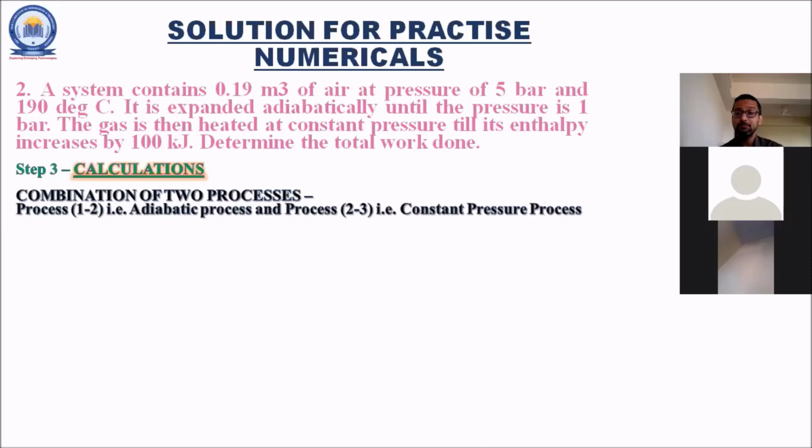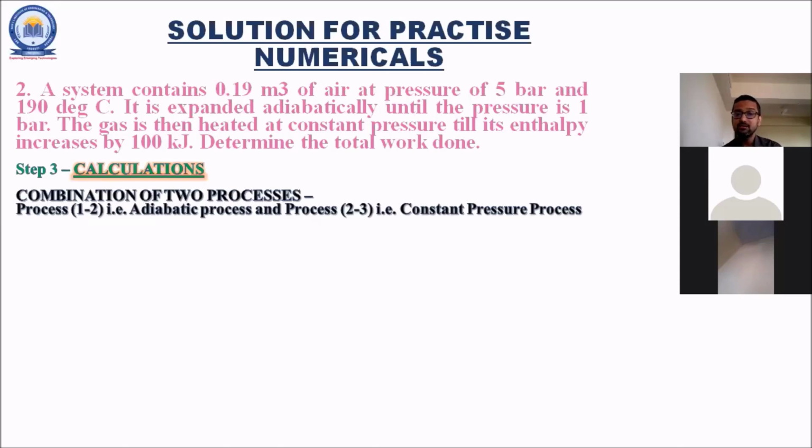So if you draw the PV diagram, the logic will be more clear to you. First you need to draw the curve for the adiabatic process, that is labeled as process 1 to 2. Then from point 2, make a horizontal line at constant pressure, the end point being 3. So 1 to 2 is the adiabatic process, and 2 to 3 is the constant pressure process.